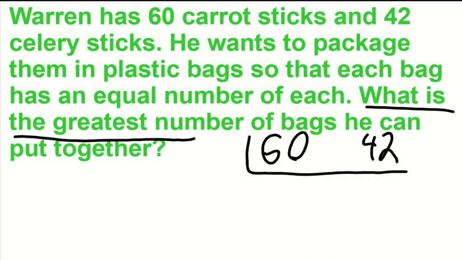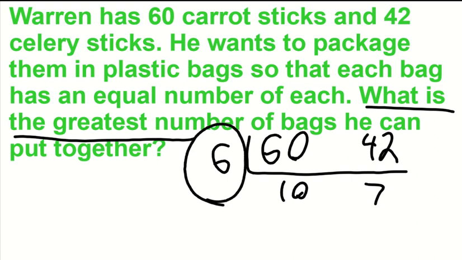All right, so 60 and 42. What goes into both those? 6. All right, so I divide that by 6. 60 divided by 6 is 10. 42 divided by 6 is 7. Well, 7's prime. We can't go any further. That's our answer. All right, if you would have started with 2 because they're both even, that would work. You just would have one more step to go by the 3. Any questions on that one?